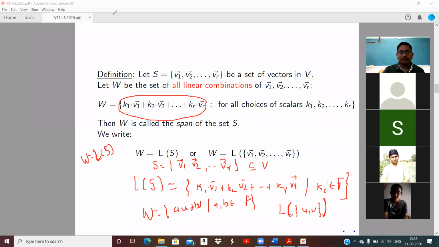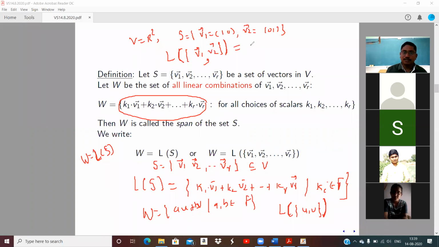Now in the earlier example, your V was R2, and suppose your set is v1 equal to (1,0) and v2 equal to (0,1). So what is L of S? Can anybody put it in the chat box? What is the linear combination of these vectors? Which vectors are written as linear combinations of these two? We have verified that every vector is a linear combination of these, meaning it is R2.